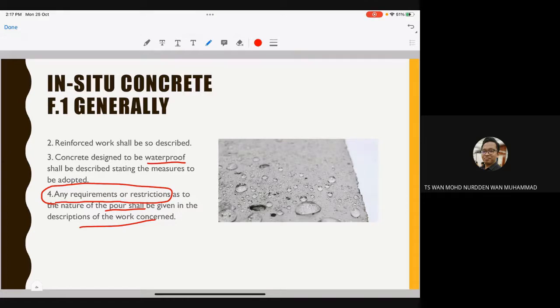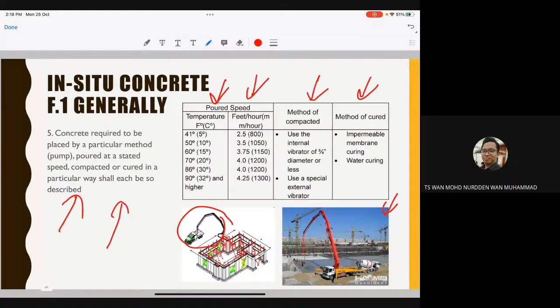As to the nature of the pour shall be given in the description of the work concerned. Because we write the description for the contractor to read. When the contractor reads our description and we state that there are some requirements or restrictions on the method of pouring concrete, the contractor will be aware of that. So the contractor will choose methods other than what has been restricted. Okay, so now number 5.